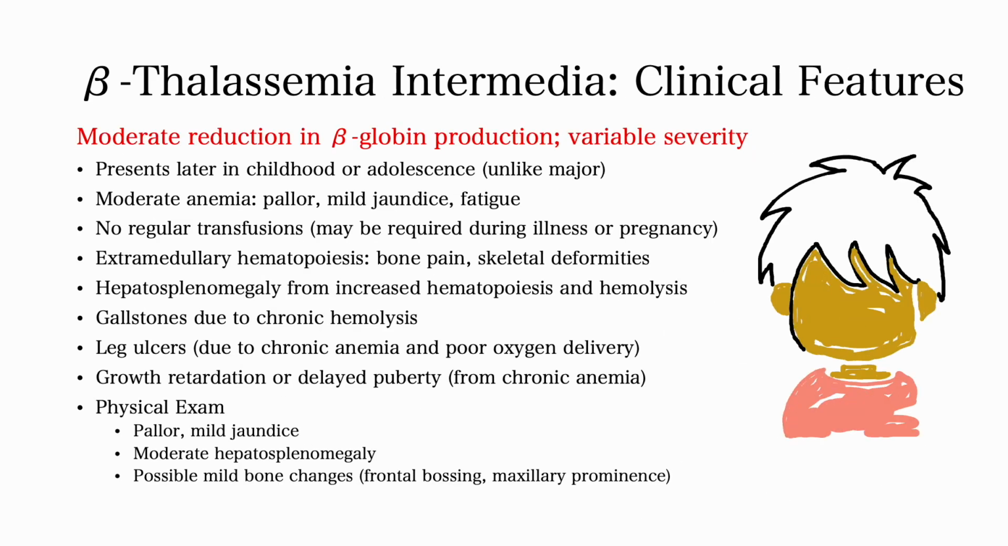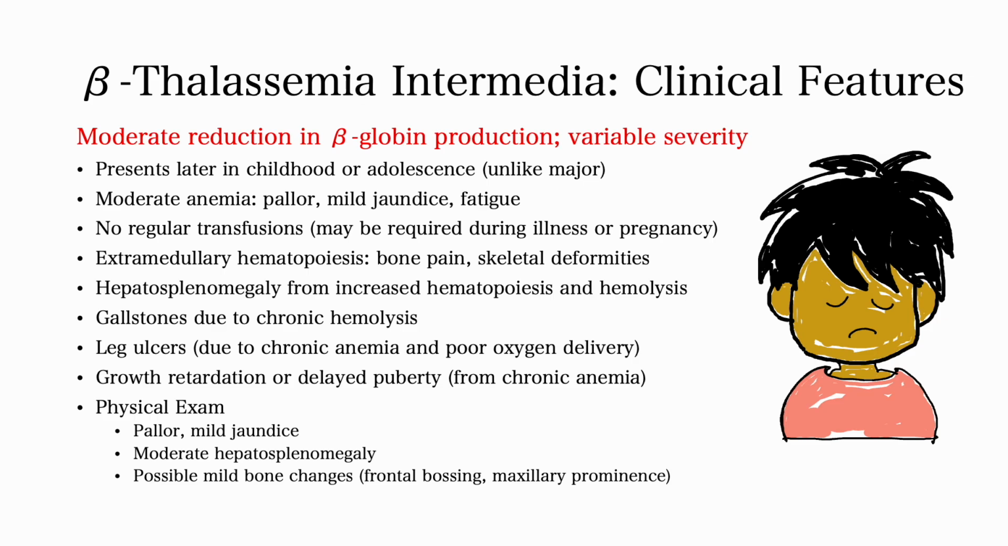In terms of beta thalassemia intermedia, this is a clinical diagnosis. So anyone that has significant symptoms more than that of people with beta thalassemia minor, however, less than that of beta thalassemia major would fall in this category. So there's a moderate reduction of beta globin chain production. However, the severity can be variable. Clinically, this presents later in childhood or during adolescence.